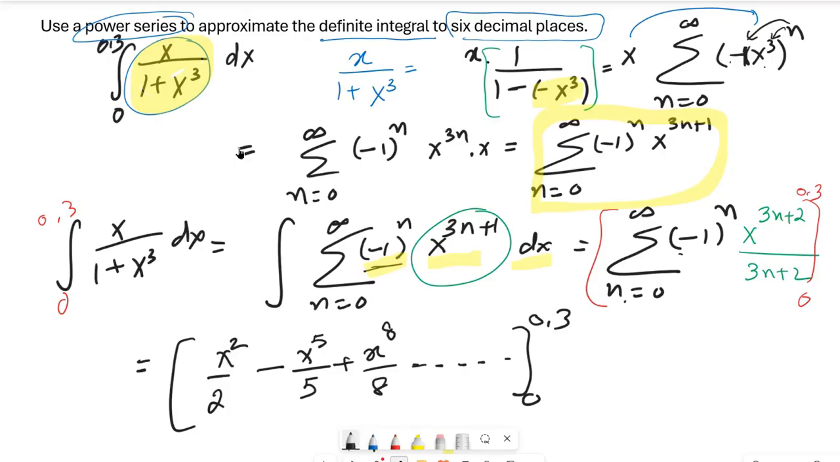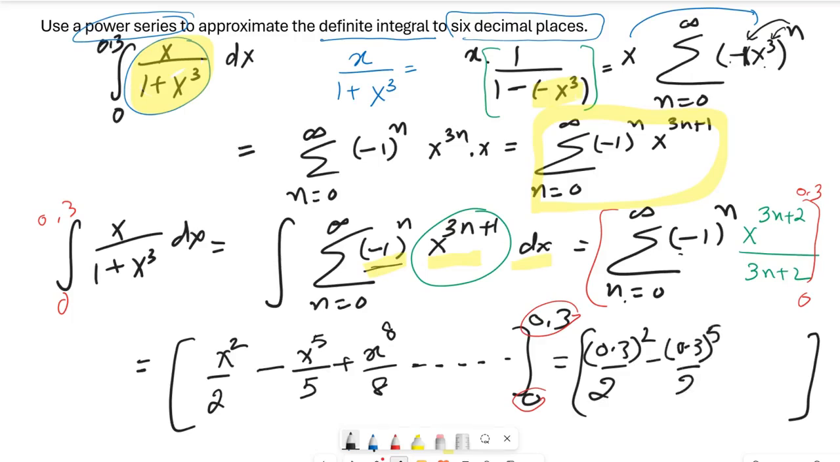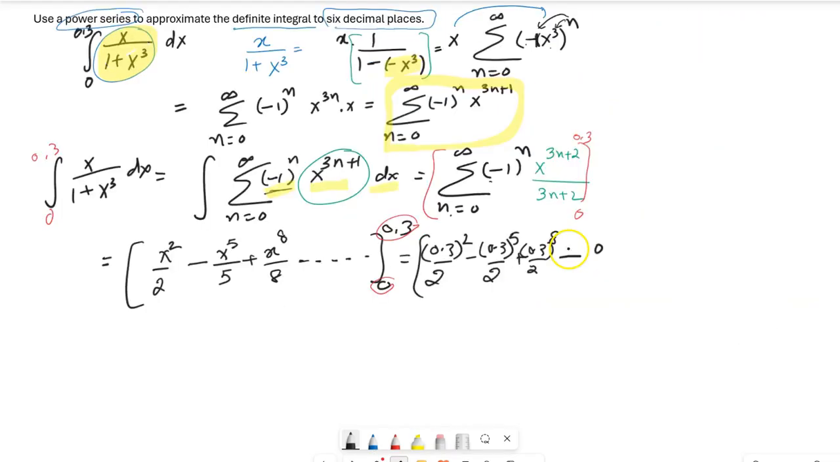Now, how do I put the limits? We need to put the upper limit first minus the lower limit. When I put the lower limit, everything will just be 0. So basically, I just need to put the upper limit. So this is basically 0.3 squared by 2, minus 0.3 to the power 5 by 5, plus 0.3 to the power 8 by 8, minus 0.3 to the power 11 by 11. Sorry, the denominators are 2, 5, and 8, plus so on. This is going up to infinity.